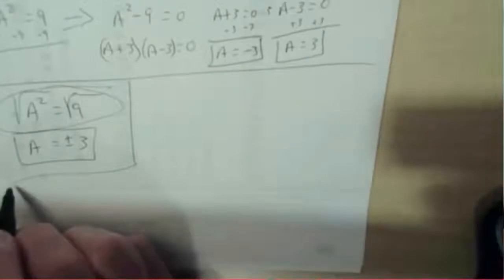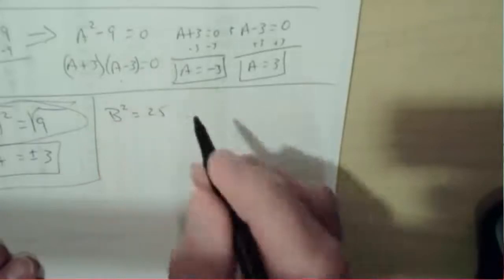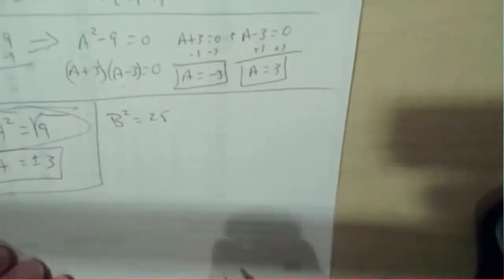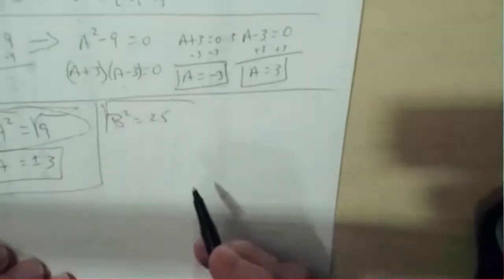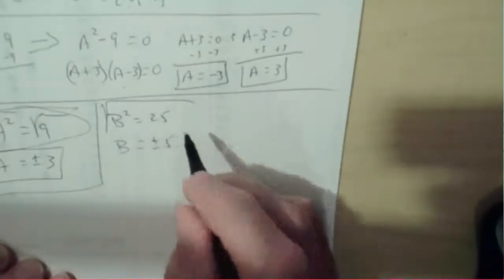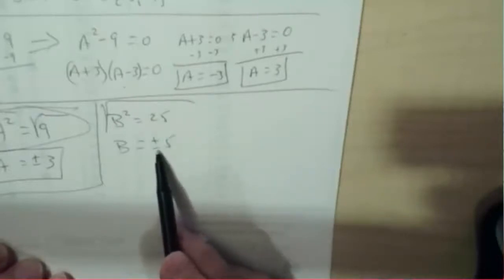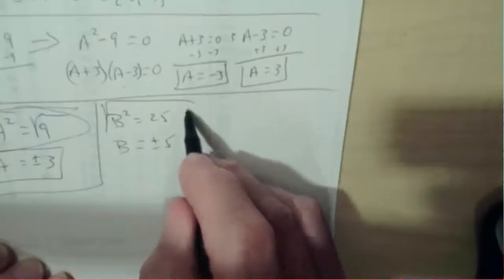We're going to use this more directly. What about this? What if we have b squared equals 25? Same thing. We're going to take the square root of everything in there. So b is going to equal plus or minus 5. Because remember, 5 times 5 is 25, and -5 times -5 is also 25.